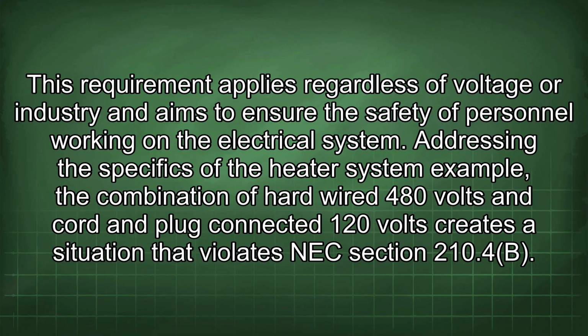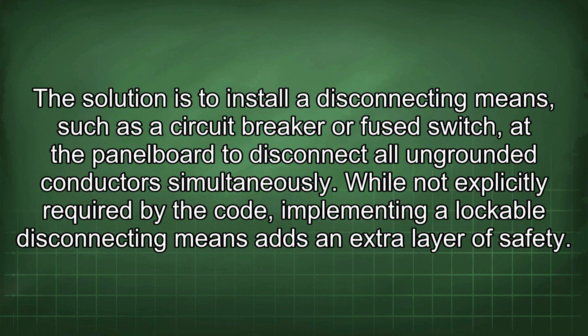Addressing the specifics of the heater system example, the combination of hardwired 480 volts and cord and plug connected 120 volts creates a situation that violates NEC Section 210.4(B). The solution is to install a disconnecting means, such as a circuit breaker or fuse switch, at the panel board to disconnect all ungrounded conductors simultaneously.